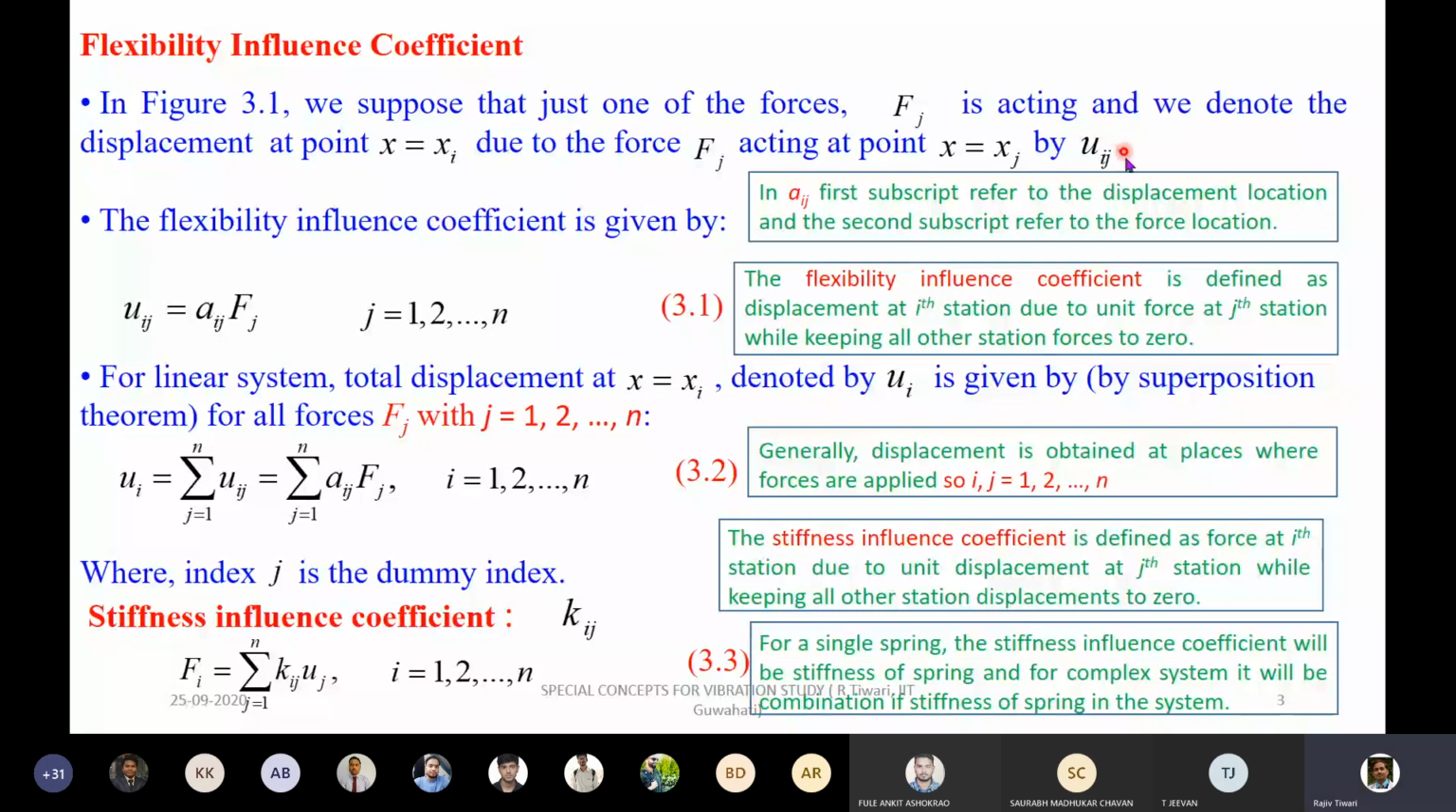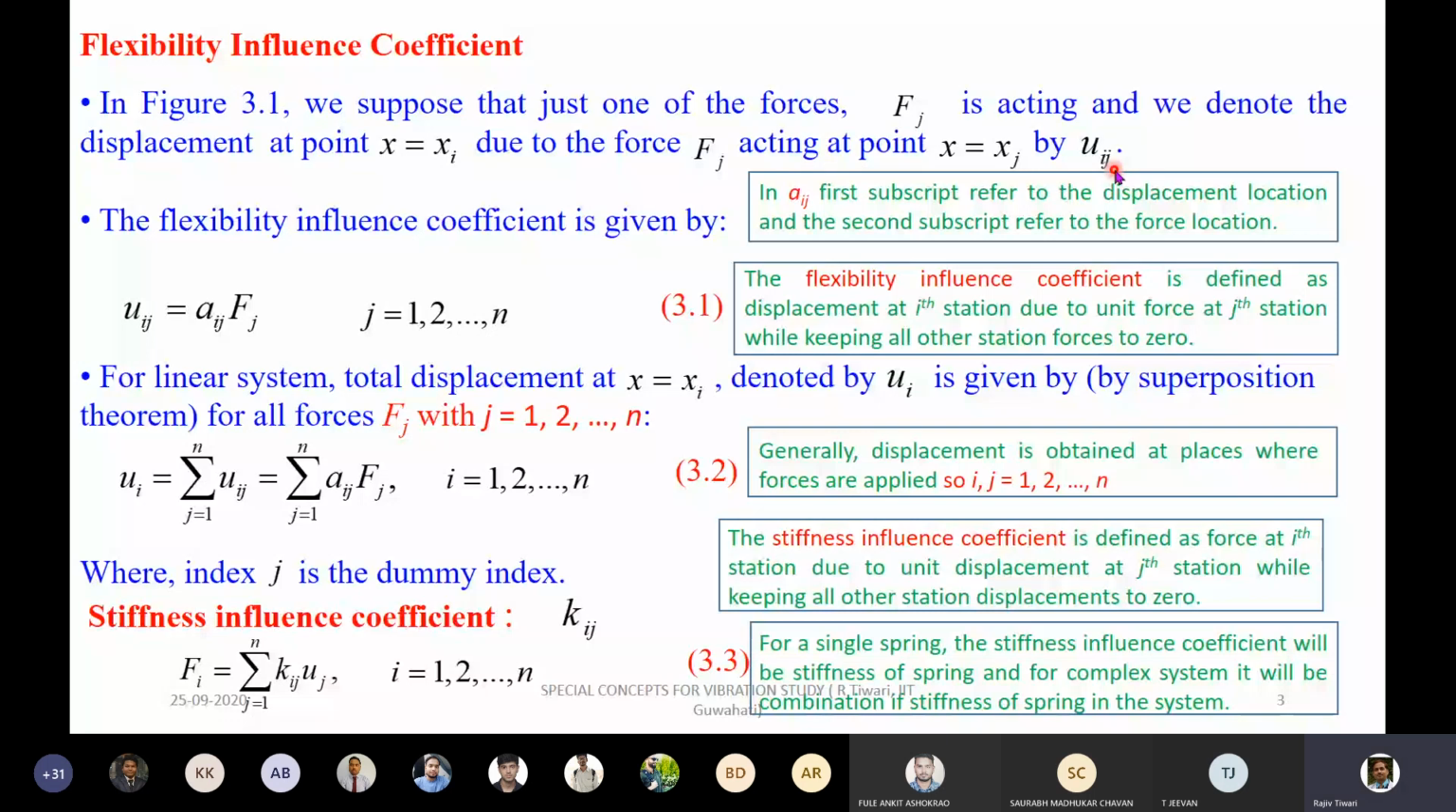In uij, the first subscript represents the displacement location, so the displacement location is at the ith mass. The second subscript represents the force location, so the force location is at j. So this is the displacement. When I say uij, this is the displacement at the ith mass due to force at the jth mass.